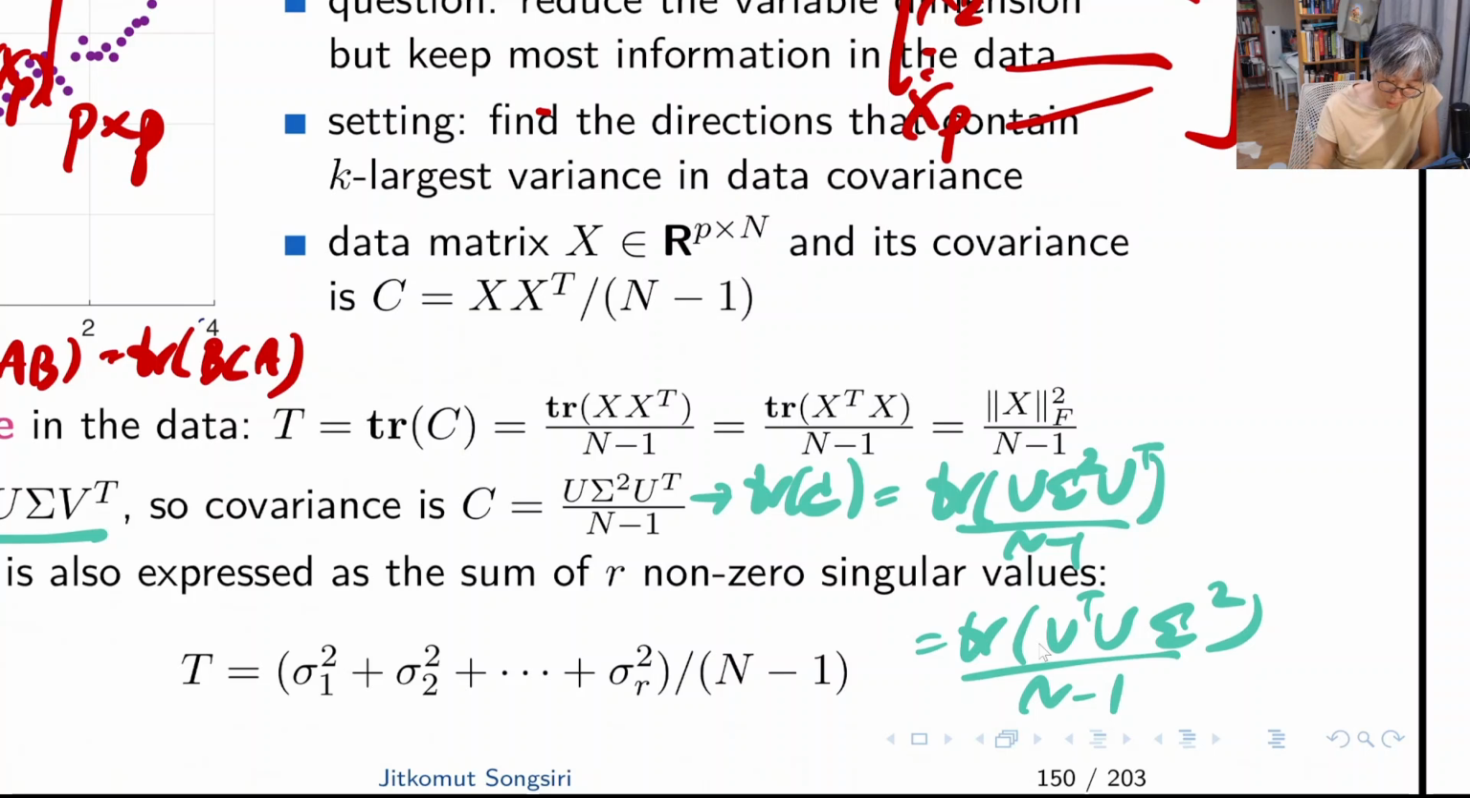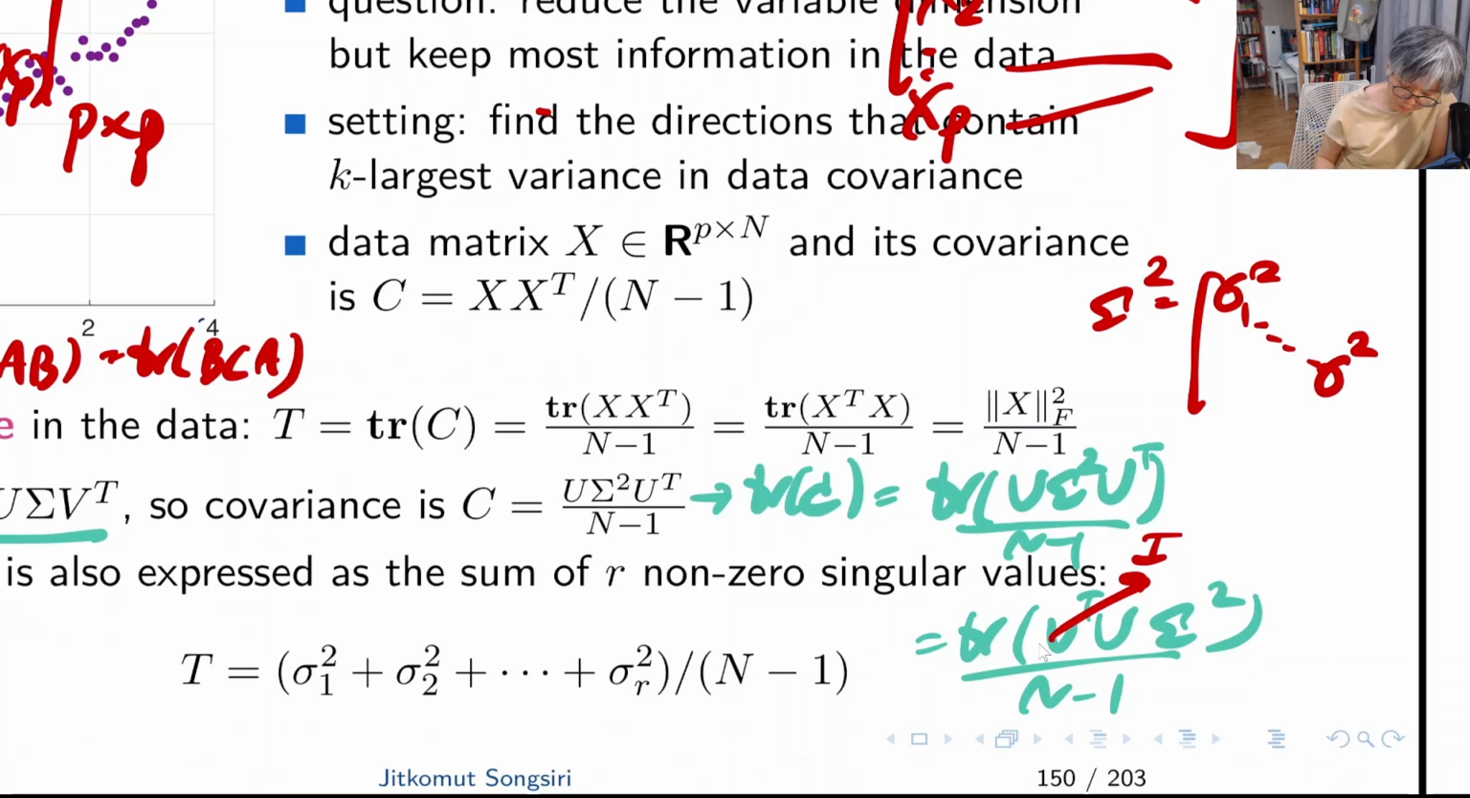Where this becomes the identity matrix. So that's why, if we take a look at the covariance using the SVD form, we see that the total variance in the data is actually the sum of, because sigma square is going to be the singular values in the diagonal. So here we take the sum. That's going to be the sum of sigma 1 to sigma r squared.